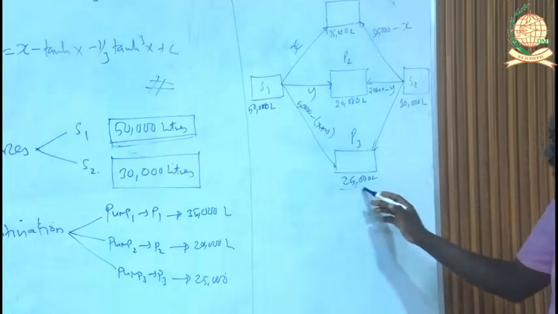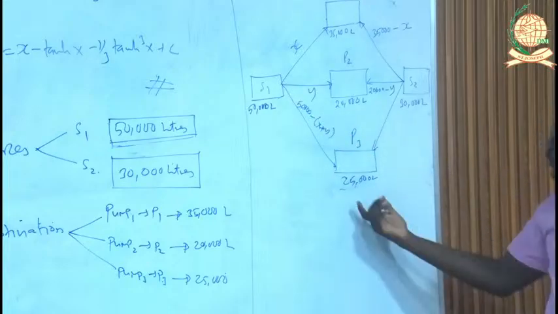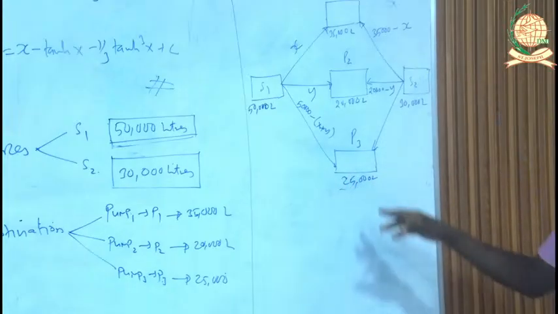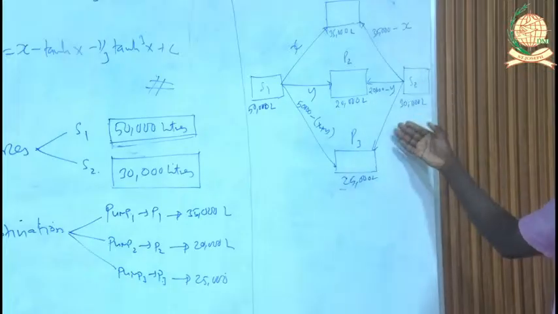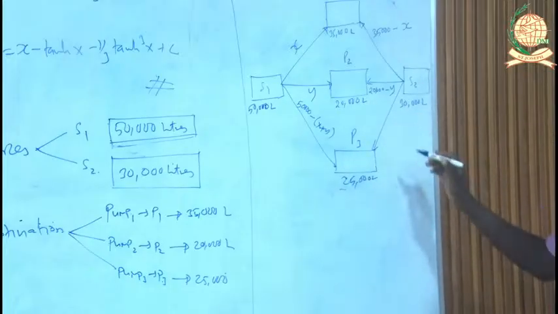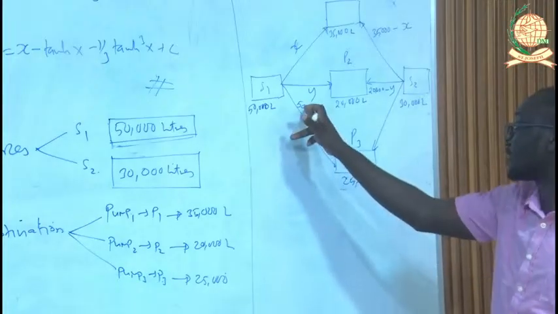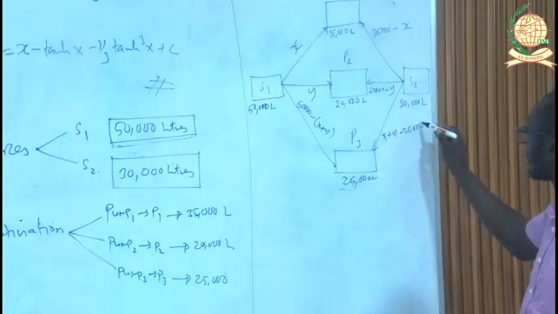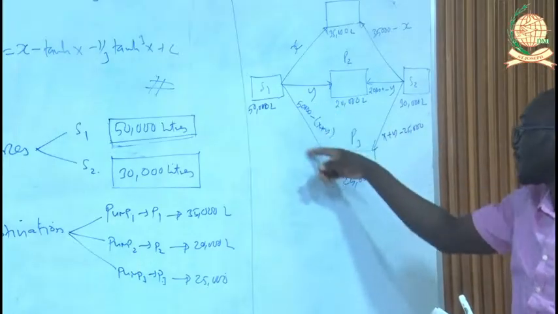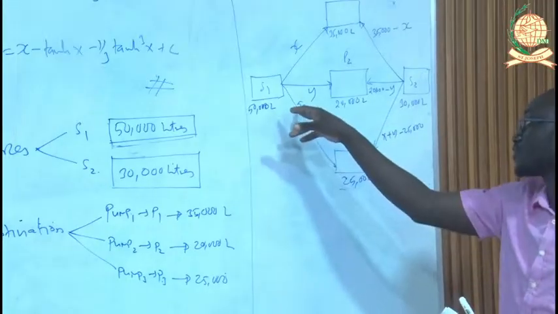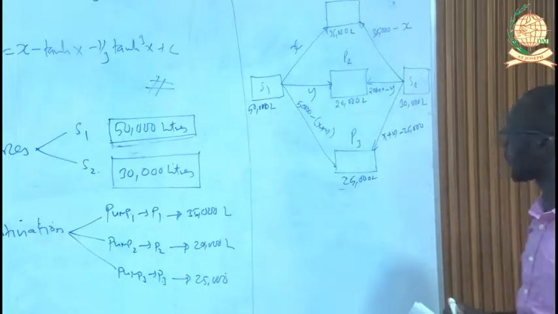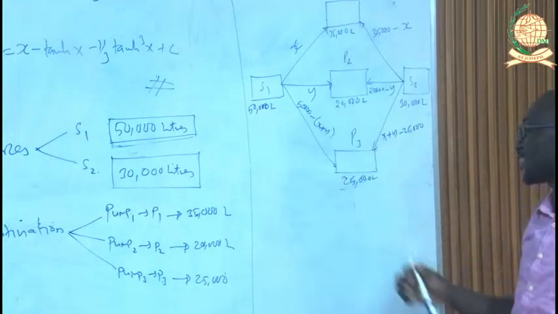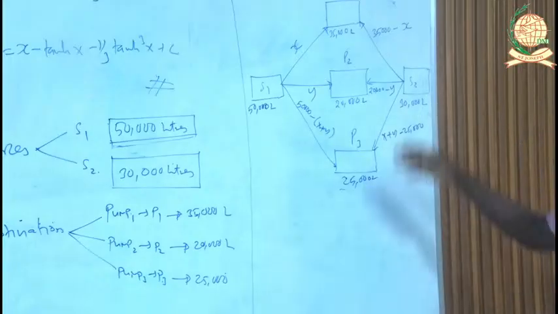So if something comes here less than 25,000 liters, we are going to satisfy P3 by taking the additional liters of water from S2. So the amount here is going to be this value minus this one, which is x plus y minus 25,000. Taking 25,000 liters minus 50,000 liters gives negative 25,000 liters, which is this one. And then the value here minus negative x plus y is going to be positive x plus y. So this is the transportation schedule.